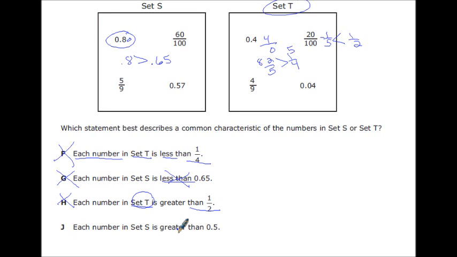Each number in set S is greater than 0.5. So I'm looking now at each one of these numbers here, and I want to make sure that it is larger than 1/2. Okay, this is definitely larger than 1/2. This is equal to 6/10, so that's larger. 5/9, well, I know that 4.5 over 9 is 1/2. And since this numerator is 5, it must be greater than 1/2. So this is good. And then this one also is 57 hundredths, and it's 7 hundredths larger than 1/2, so that must work. So the answer is J.